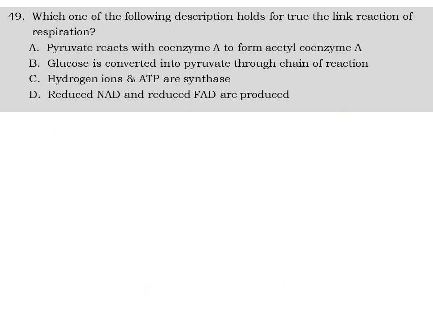Question number 49. Which one of the following descriptions holds true for the link reaction of respiration? A. Pyruvate reacts with coenzyme A to form acetyl coenzyme A. B. Glucose is converted into pyruvate through a chain of reactions. C. Hydrogen ions and ATP are synthesized. D. Reduced NAD and reduced FAD are produced. So the answer is that the link reaction of respiration is pyruvate reacting with coenzyme A to form acetyl coenzyme A.